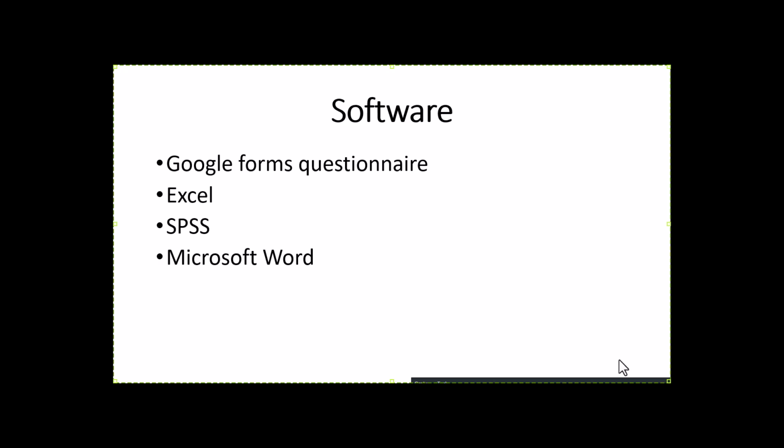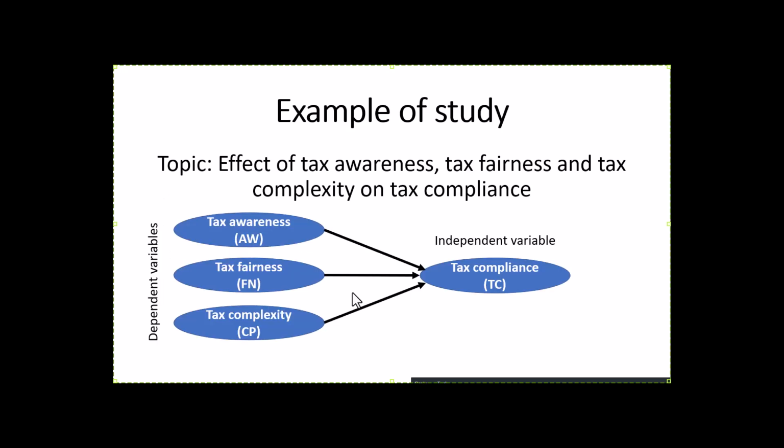The software that you need to follow along this presentation are a Google Forms questionnaire. So I'm presuming that by this time you have collected your data and you collected it using a questionnaire, and I'm using Google Forms, and I hope that you have it at that stage as well. Second thing you need is Excel. We'll be working with Excel quite a bit. We'll clean the data in Excel before we move it into SPSS, and then finally we'll present the results in Word.